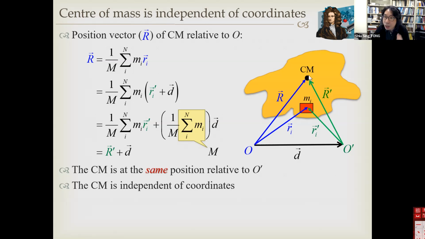Okay, the center of mass concept is useful because it is a position where all the mass of the object seems to be concentrated. And that should be independent of whatever coordinate you choose to do the calculation, okay?